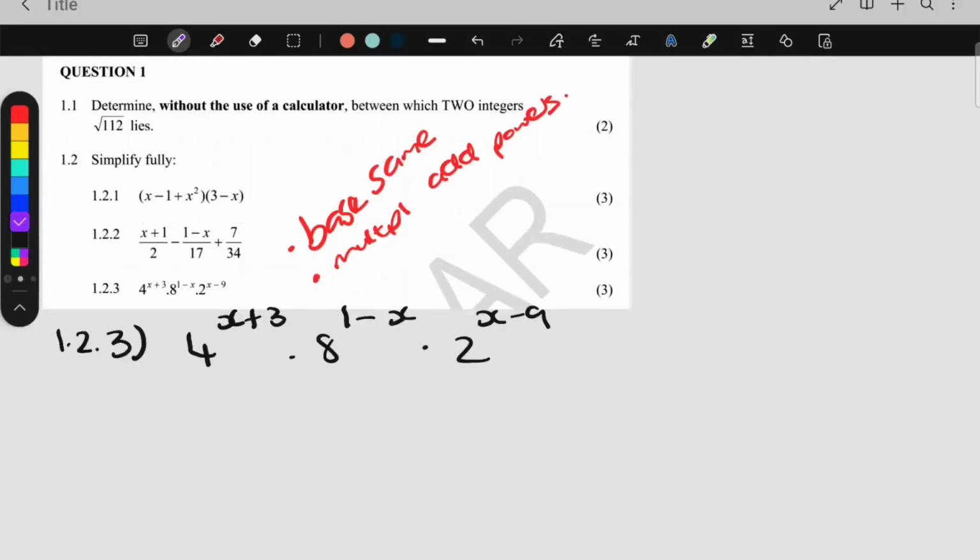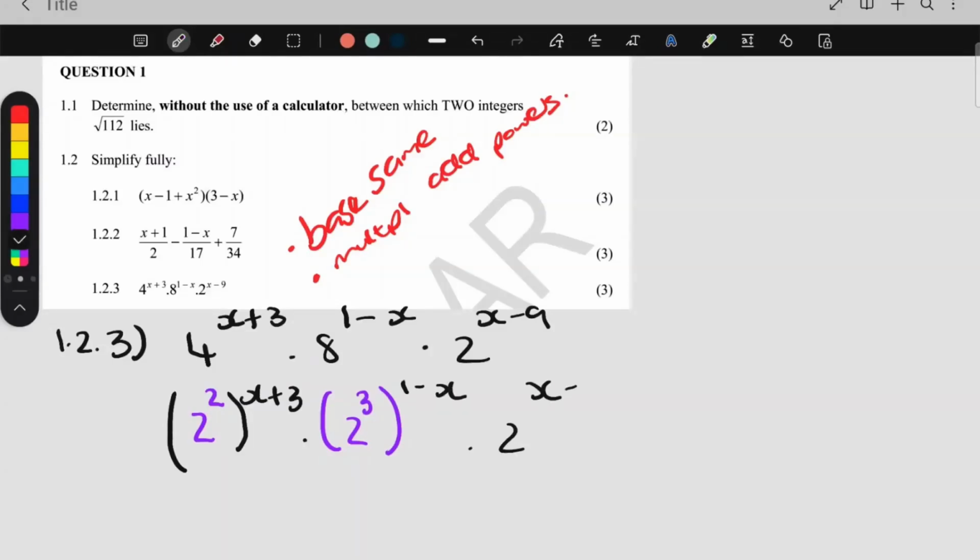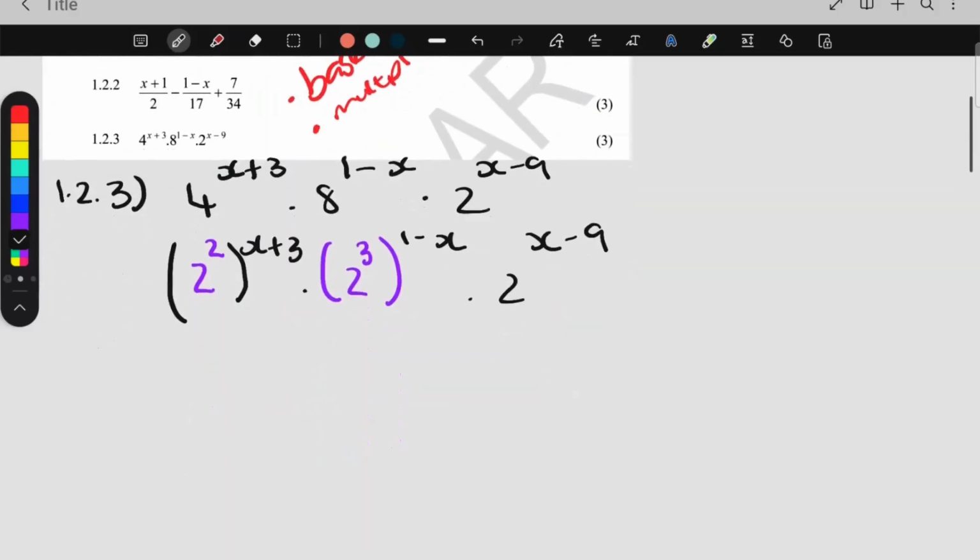So as you can see, grade 10s, 4 can be rewritten as 2 to the 2. 8 can be rewritten because it's not a prime base, but 2 is already a prime number, so I'm going to keep 2 as it is. Okay, let's change the 4 and let's change the 8. So 4 becomes 2 to the 2, and then the power stays the same, x plus 3. Times 8 becomes 2 to the 3, and then the power stays the same, and this one just stays as it is, eh? Now I'm going to remove the bracket.